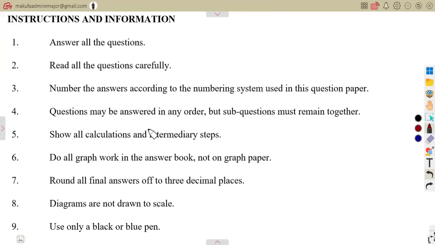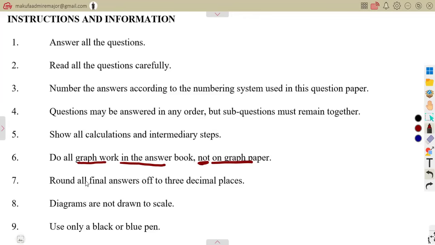I'm going to quickly rush through this question paper, but make sure that you do understand the instructions that you're given. Like here we're given, do all graph work in the answer book, not on graph paper. Take note, guys. Take note of the instruction that you're given. You do not request a graph paper when it is like that. If they give you that condition, there's no graph paper that you're going to be given.